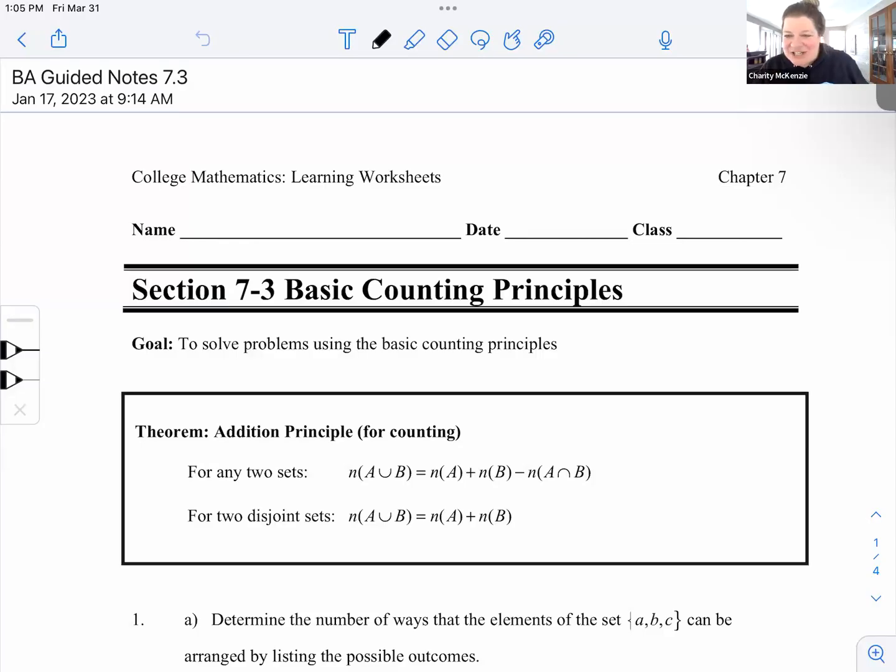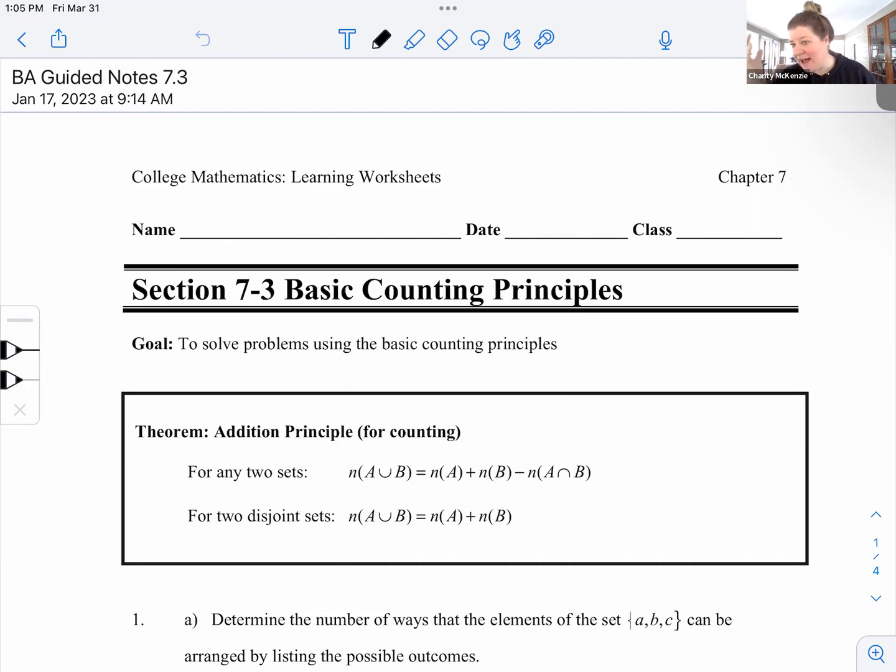All right, so this section is 7.3, and we're talking about the basic counting principle. When we're trying to add up for probability, our denominator, we're trying to add up how many possibilities there are. We need these basic counting principles. They help us count things up.